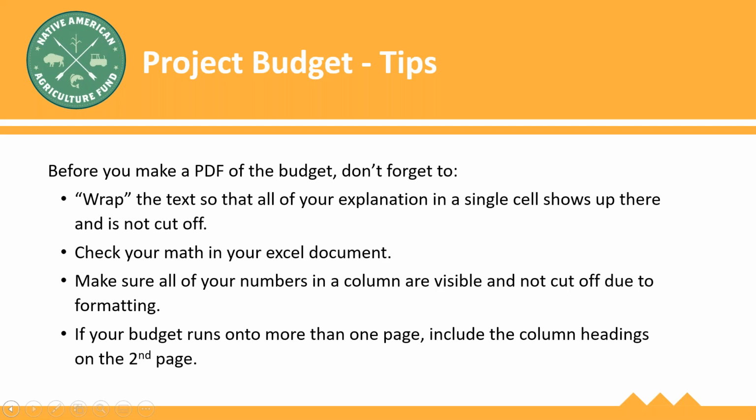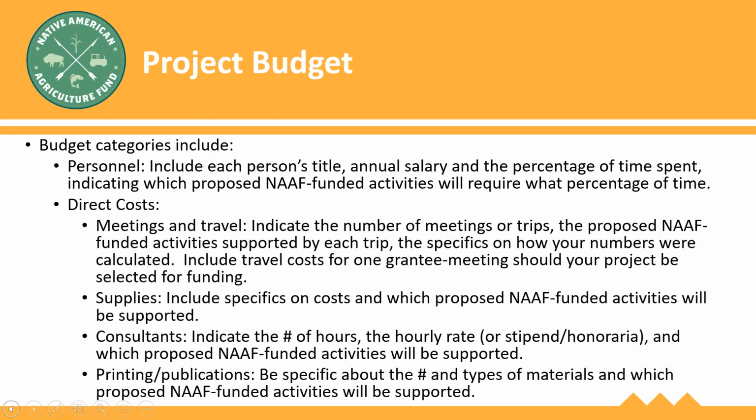Next slide. Before you make a PDF of the budget, don't forget to wrap the text so that all of your explanations in a single cell show up. When they say cell, they're talking about an Excel document that you have to convert to a PDF document, but you want to make sure that no information is cut off. Check your math in the Excel document before you convert it to a PDF document and submit it. And make sure all of your numbers in a column are visible and not cut off due to formatting. And if your budget runs into more than one page, include the column headings on the second page. Next slide.